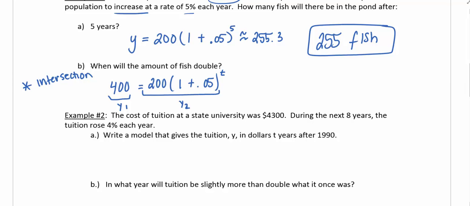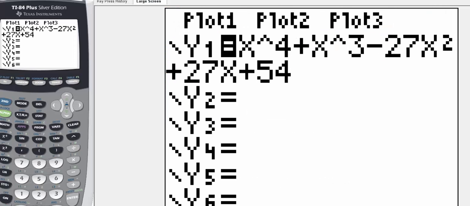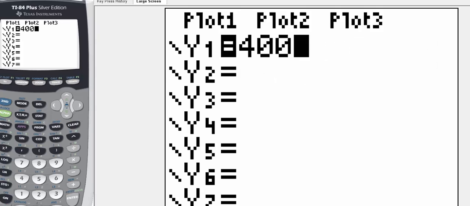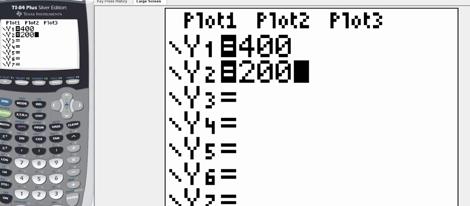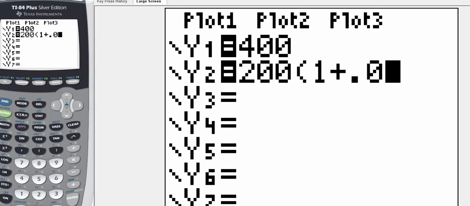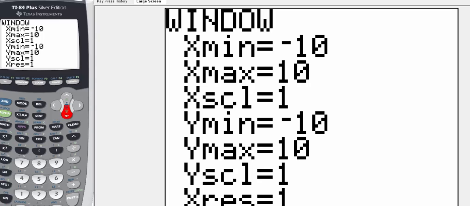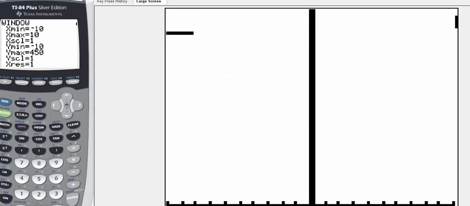So let's see what that looks like on the calculator. You're going to go to Y equals, and in Y1 I'm going to type 400 on the left side of my equal sign. And then I've got 200 times 1 plus 0.05 to the x power. We always use x in our calculator for our variable. However, if you go to your graph, you're likely not going to be able to see anything because this 400 here means that our y values must be at least 400. So I'm going to change my y max to maybe 450 because it has to be bigger. And then I'm going to go to my graph.